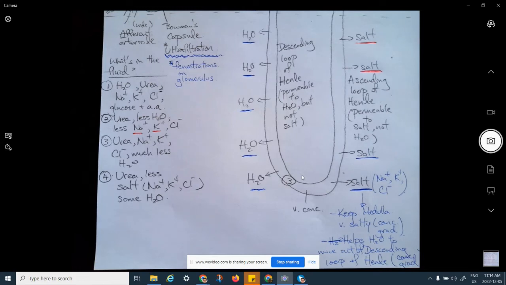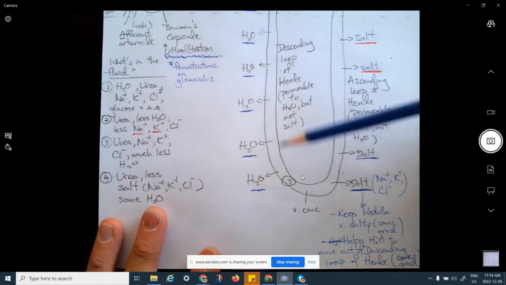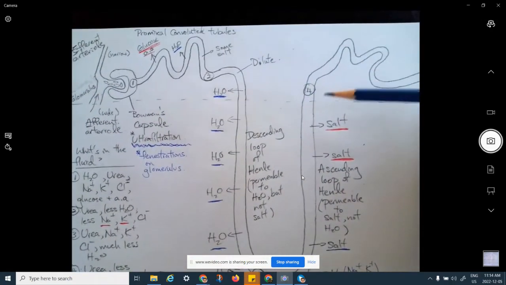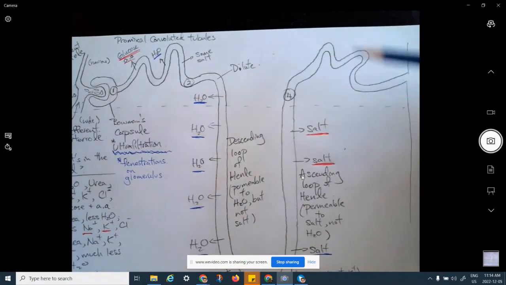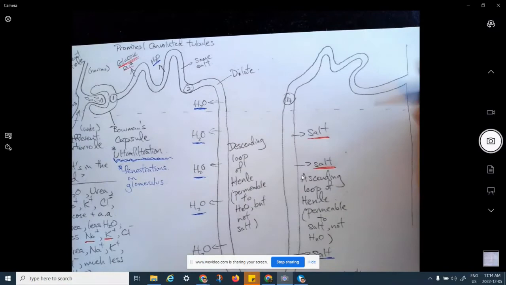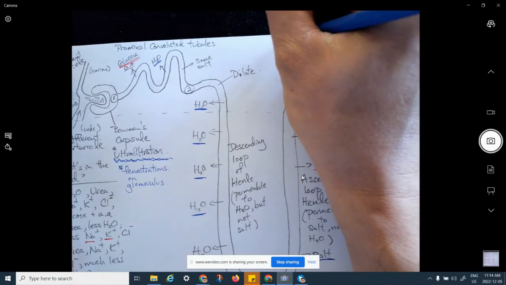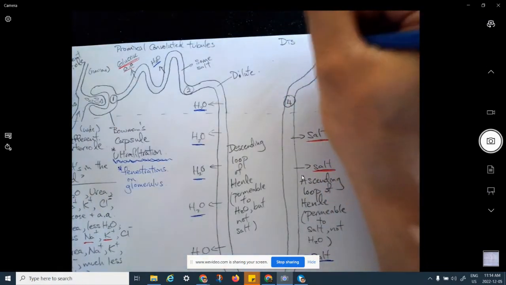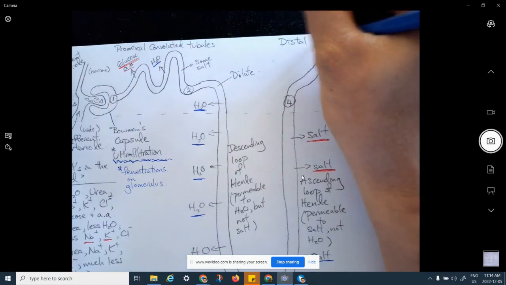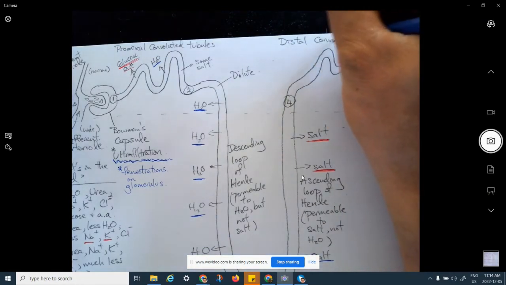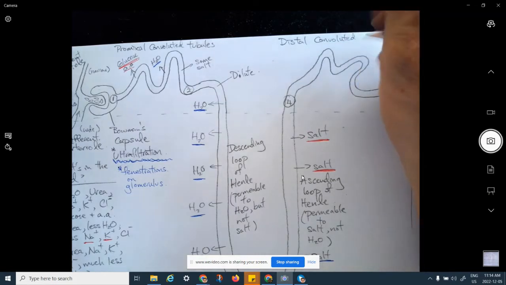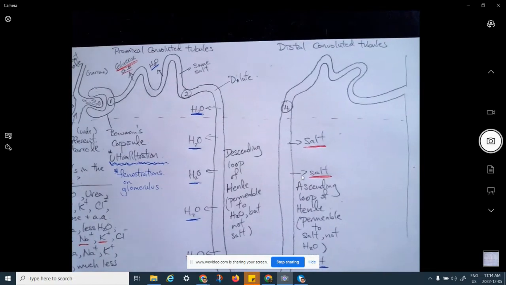How many of you are done? Okay. Now, after the ascending loop of Henle, where this little funny section here. So this here is the proximal convoluted tubule; the further away one will be called the distal convoluted tubules. Distal convoluted tubules.